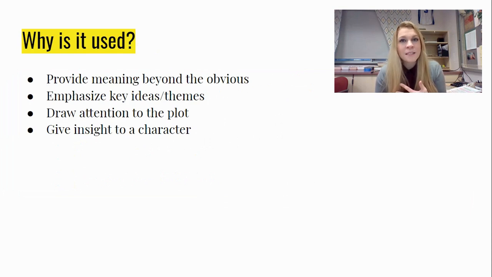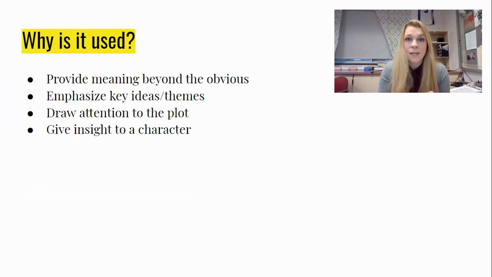So why is symbolism used? It's to provide meaning beyond the obvious, so that way you actually have to think a little bit more whenever you're reading something or watching something. But it also emphasizes key ideas and the theme of the text. So if the theme of the text, remember whenever we did the thematic triad method, we were talking about bigger societal ideas like love, revenge, fear, those kind of things.